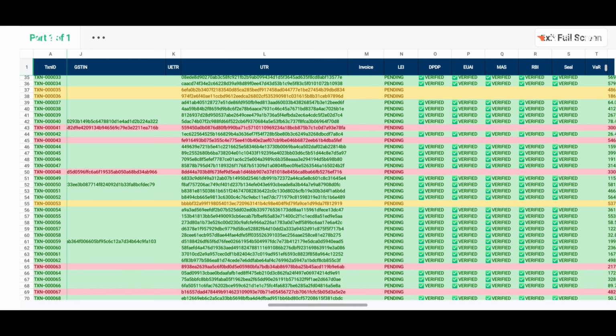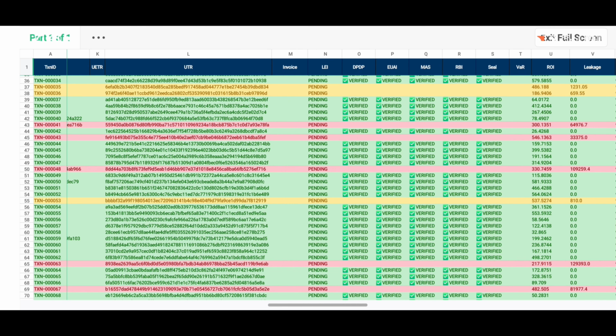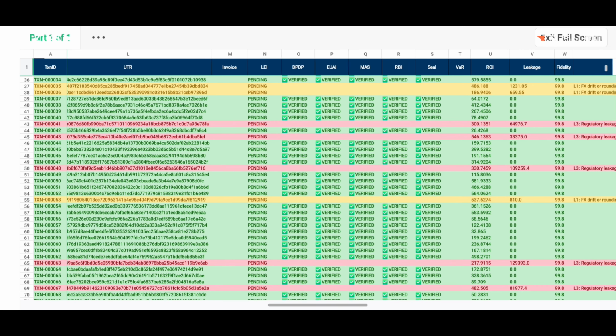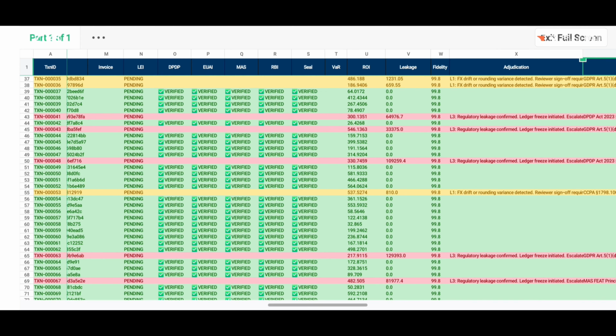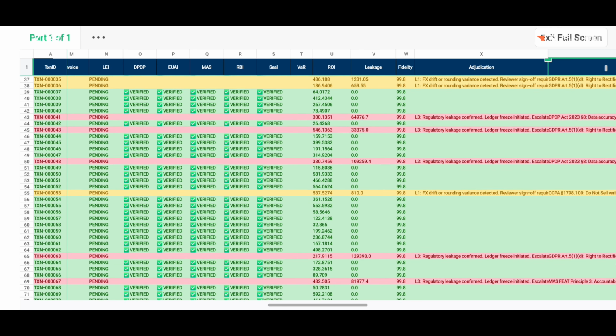To the right, the engine quantifies the stakes. We calculate value at risk and capital leakage for every single row. This allows us to identify the $6.67 trillion gap that legacy systems simply miss.